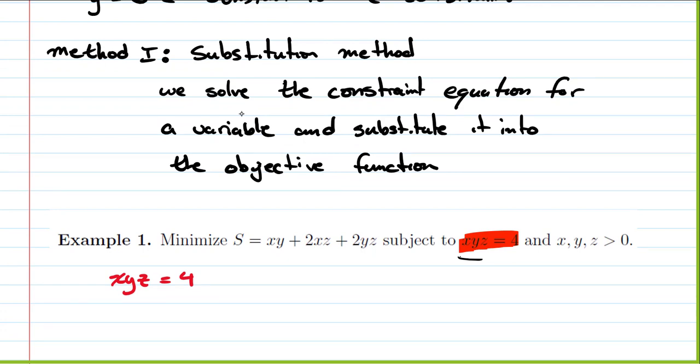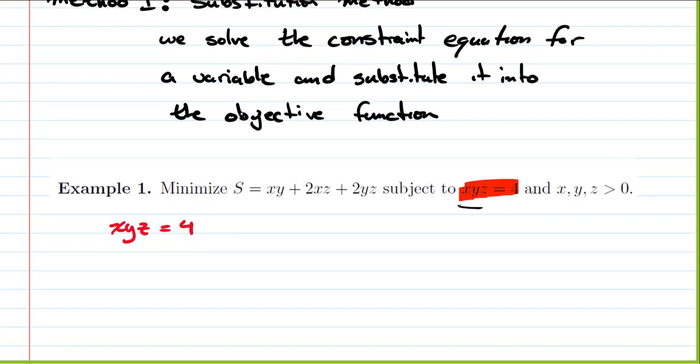Well, it doesn't matter which variable we solve for. It's entirely up to us. You're going to get the same answer whether you solve for x, whether you solve for y, or whether you solve for z. So for no reason whatsoever, I'm going to solve for z because I feel like it. So if you did this method and you solved for x, you're going to get the same answer in the end. So I divide both sides by xy, and that gives me that z is the same as 4 divided by xy.